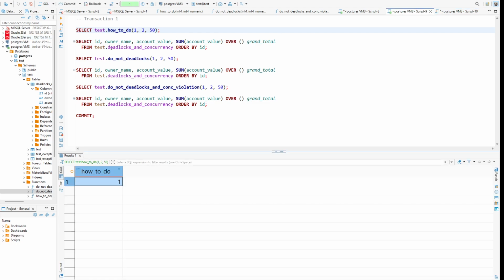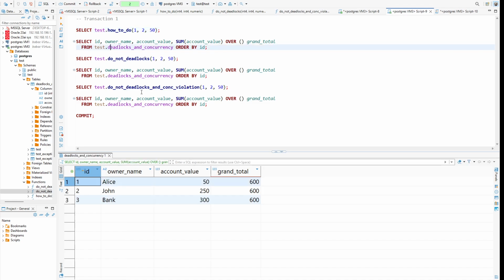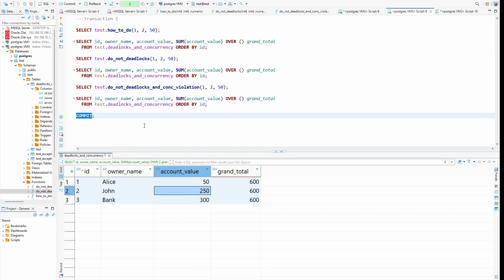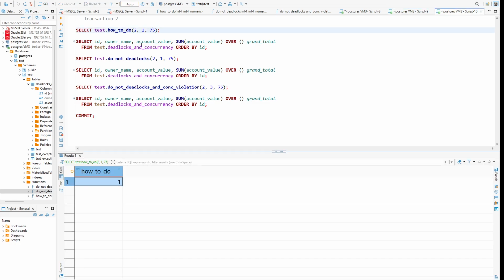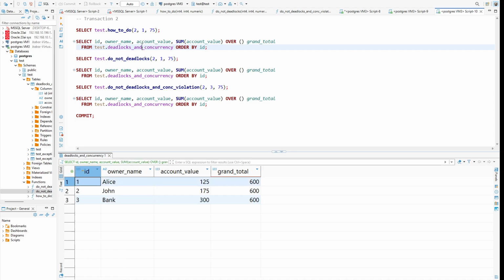Okay, let's see what happened after the first transaction. Indeed, the 50 was retrieved from Alice and John is richer by 50 now. Okay, let's do a commit here in order to see what happened in the second transaction. Here we put 75 back, so we expect this result.